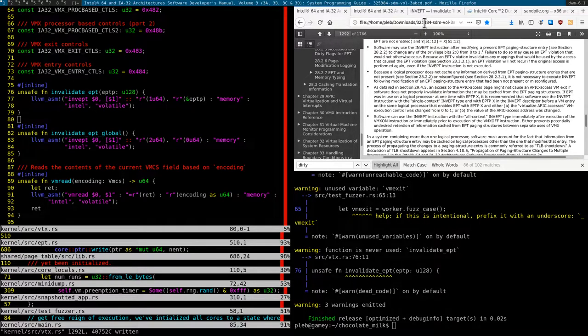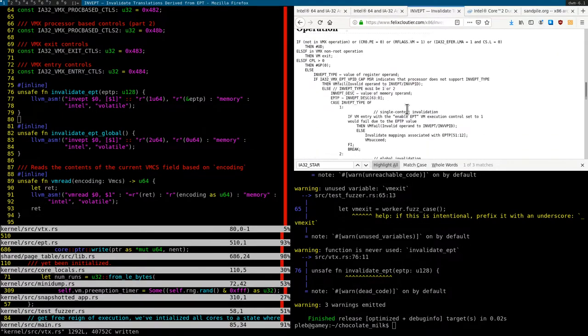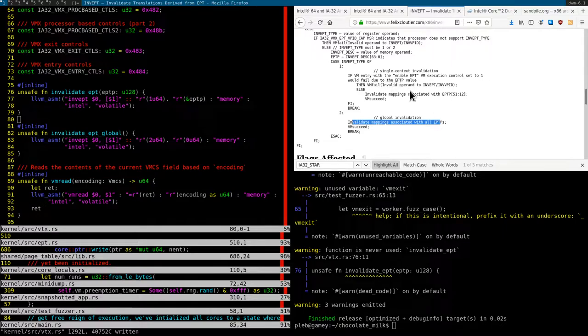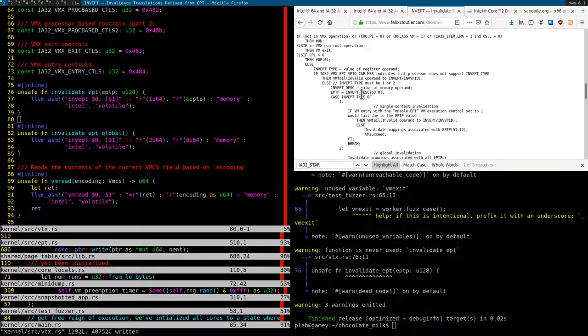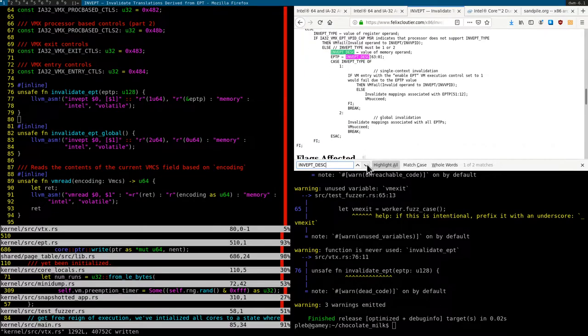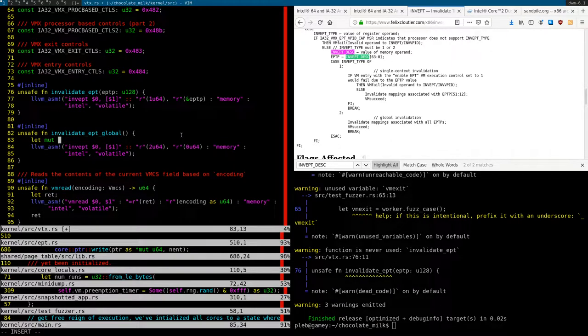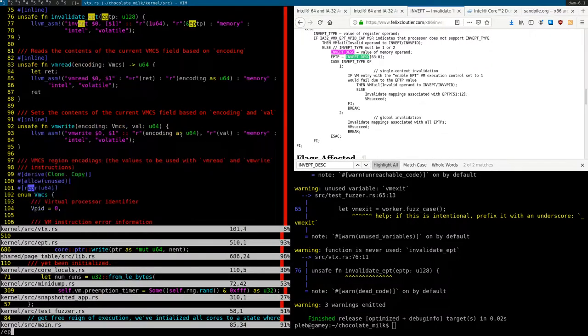But the global, I'm guessing, due to the pseudocode, it doesn't look like they actually read that operand. Oh, they do always get the EPTP from that. I see. Okay, so they always read it. Let mute dummy is equal to... I don't know. I'm not sure about that.